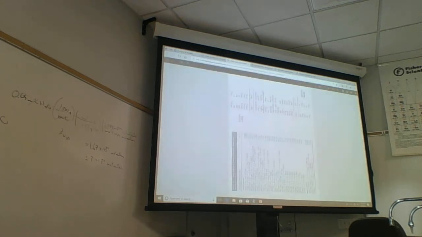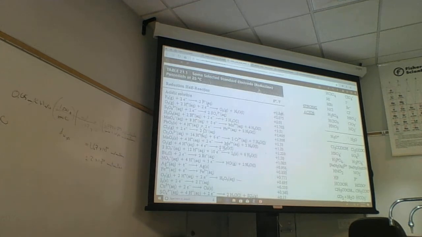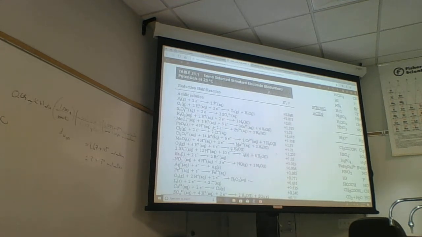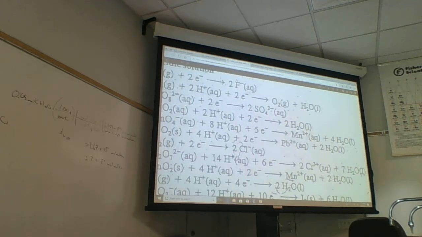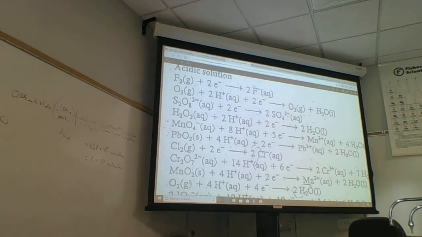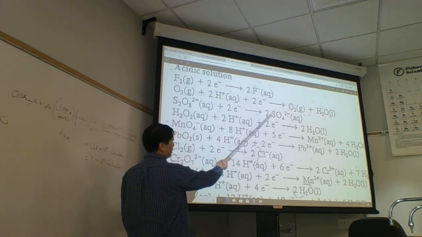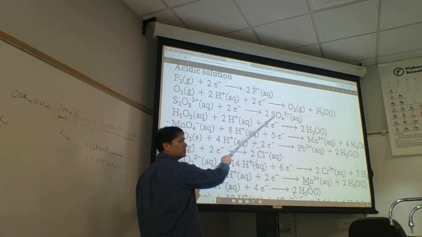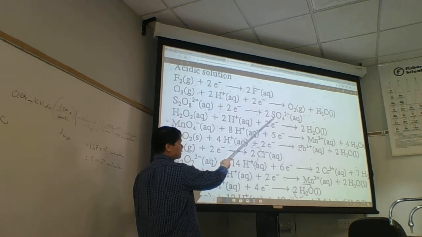Did you see an unusual charge before? I don't know if you remember this one, but there was an unusual charge. Does anybody remember it? It was sulfur. This is very unusual. Sulfur is normally maxed out, like in sulfate, at plus 6. What's the maximum positive charge in sulfur? 6. This is plus 6 here.